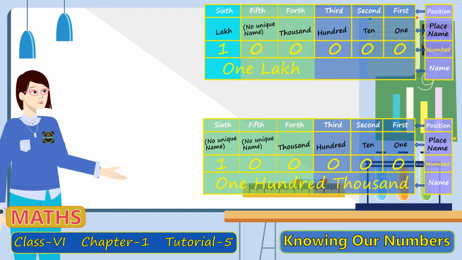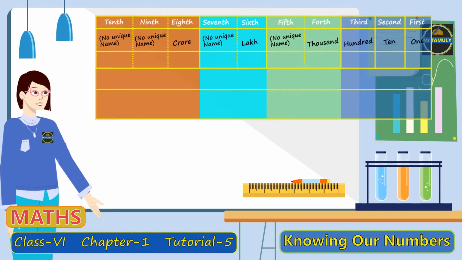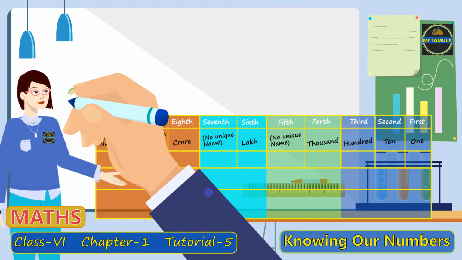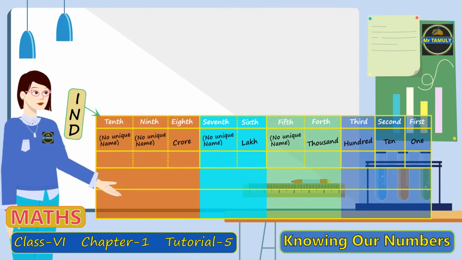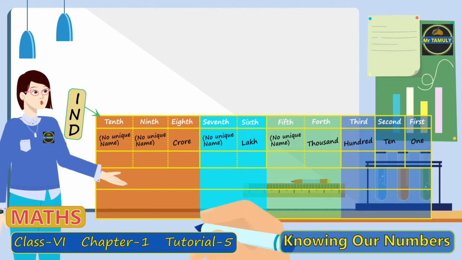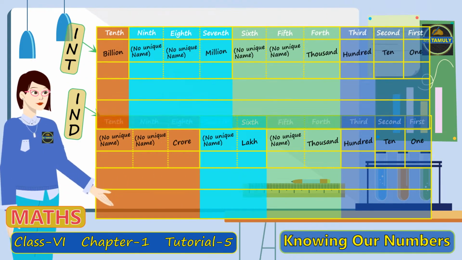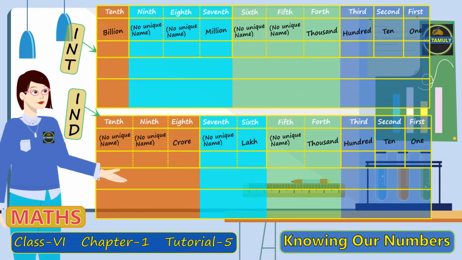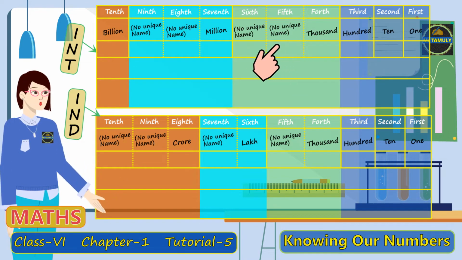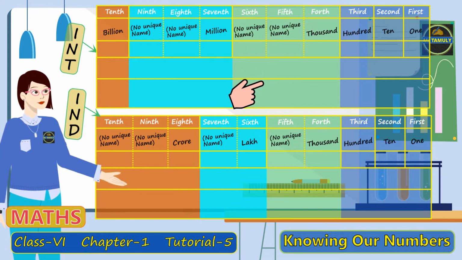If you have watched the tutorial number 4, you would be familiar with this table that we used to learn the Indian names of larger numbers. Let us now bring in a table for learning the international names of larger numbers. Up to the 5th position, both the international table and the Indian table are exactly the same.